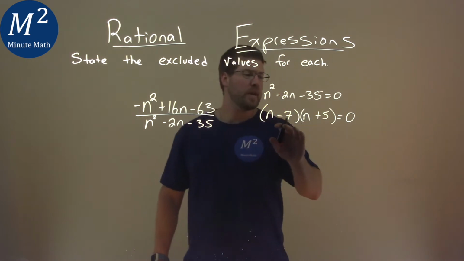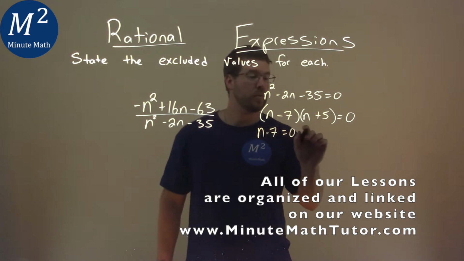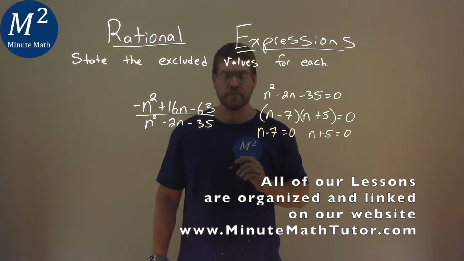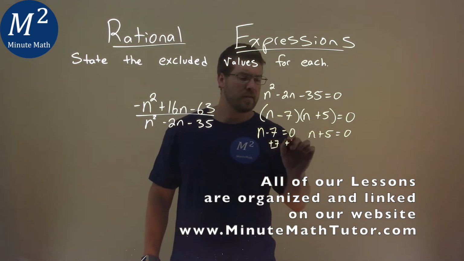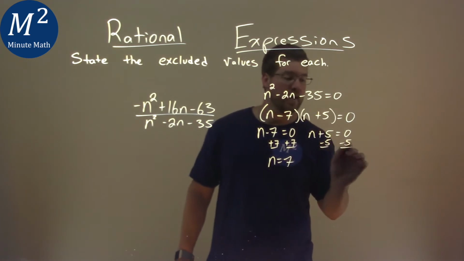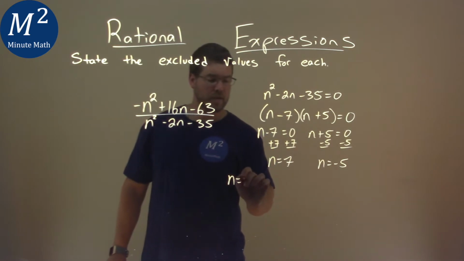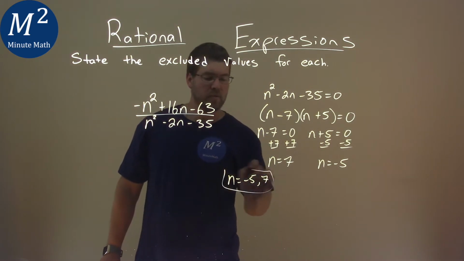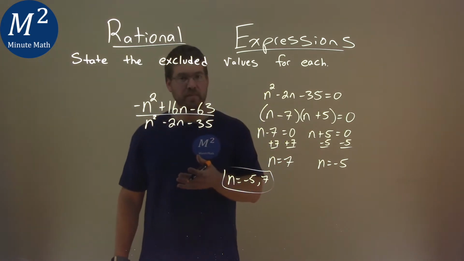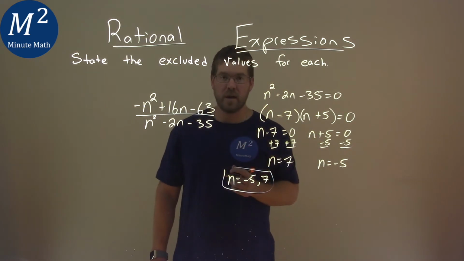So solving this now, when it's equal to 0, we can set each parenthesis individually equal to 0. Now it's time to solve. We add 7 to both sides, not too bad, n equals positive 7. Subtract 5 from both sides, and n equals negative 5. So our two values here, negative 5 and positive 7, are the two values that, when plugged in, cause our denominator to equal 0. And so therefore negative 5 and 7 are our excluded values.